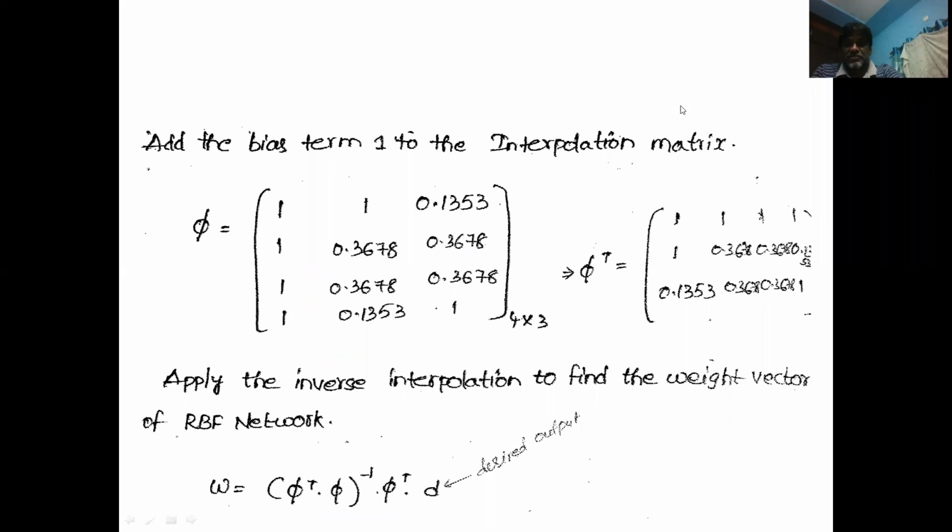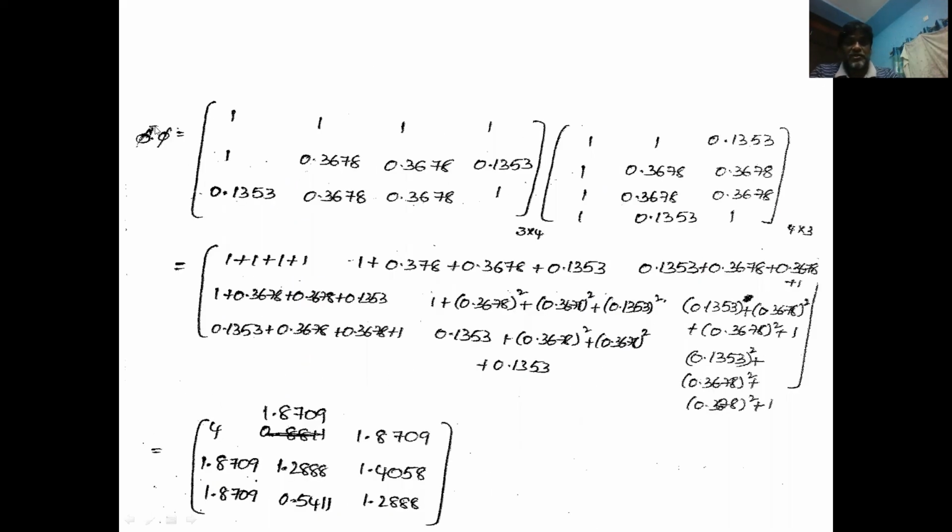Now let us calculate these values one by one. We will start with phi power t into phi first. We are calculating this now. This is phi power t, 3 by 4, and this is phi, which is 4 by 3. We can multiply these two matrices as the number of columns in the first matrix is the same as the number of rows in the second matrix. After performing the multiplication, we get this matrix.